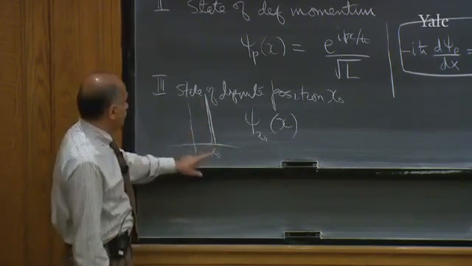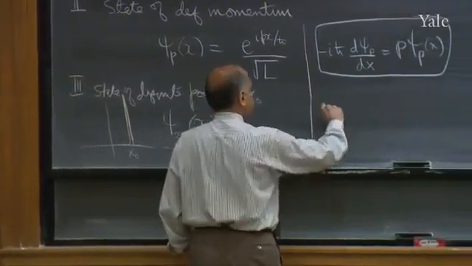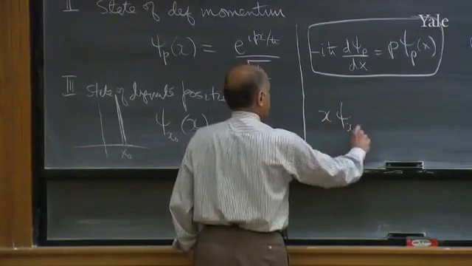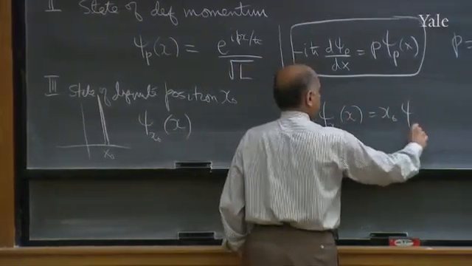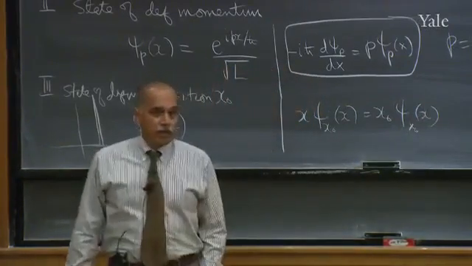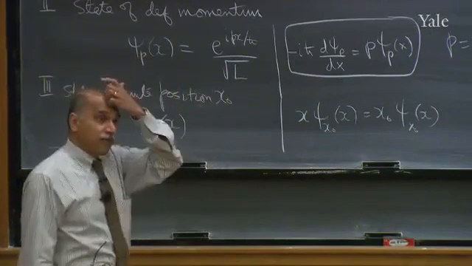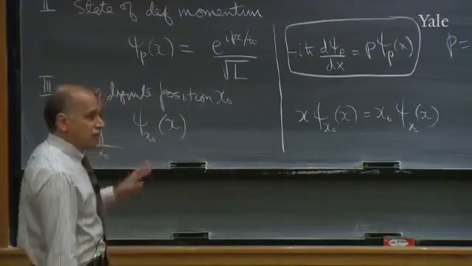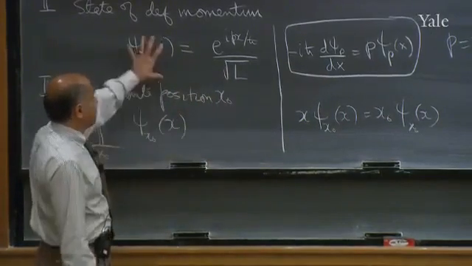But instead of saying it's a spike, I can also say it obeys the following equation. x times psi of x naught is equal to x naught times the same function. So let me take a minute to discuss both these equations. They're very special mathematical forms, and this is just for your own interest. You don't have to know this part of it at all. This will do for this course.